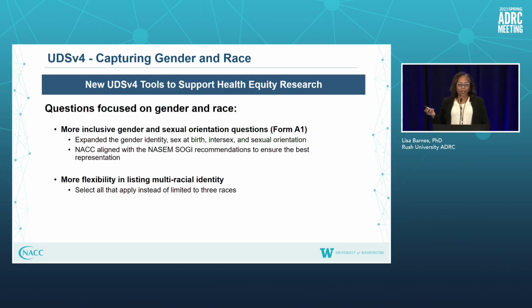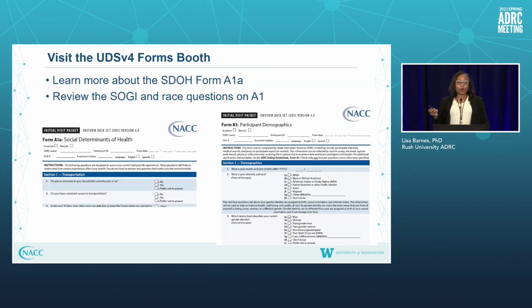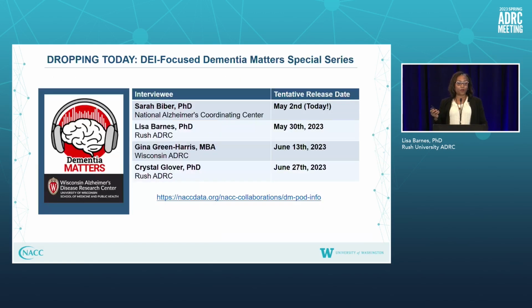And we're much more flexible in listing multiple racial identities. We're not forcing people to only say, I just have 3 races. There's a wide variability in how people identify. So now you can have an unlimited number of racial identities. And you can learn more about these exciting changes at the booths out there. So please do go visit and look at the questions and see how they're working for you.